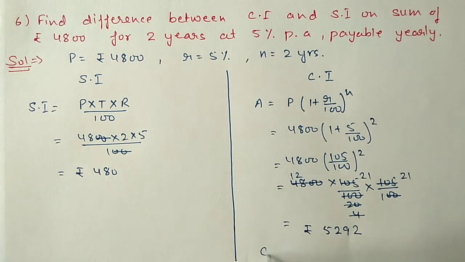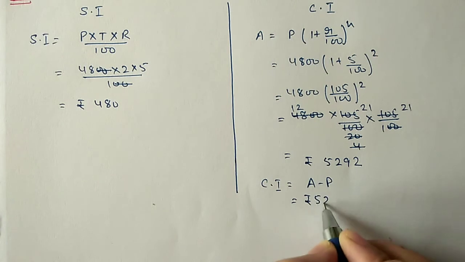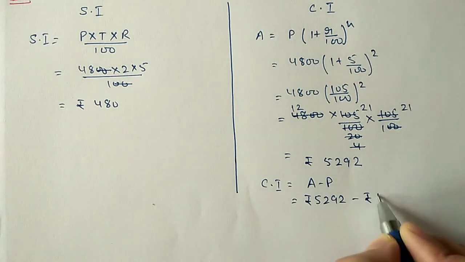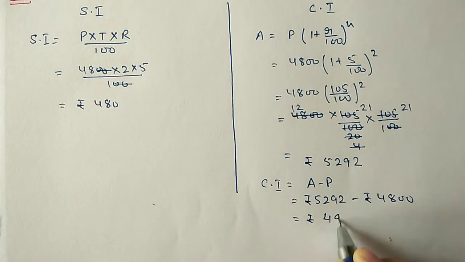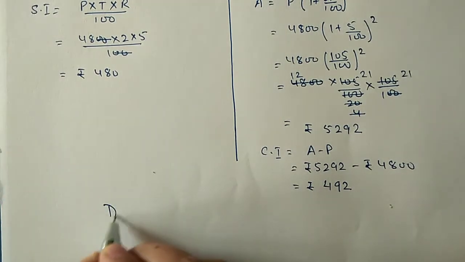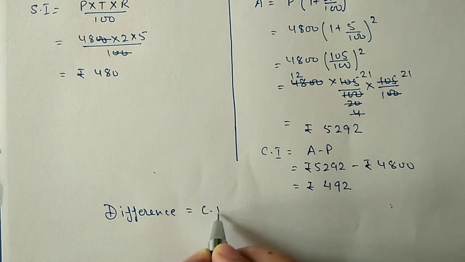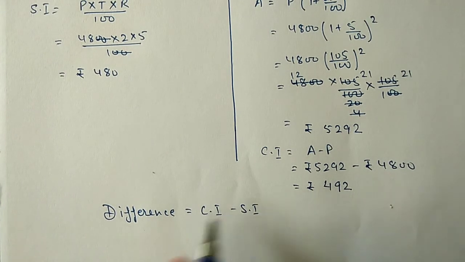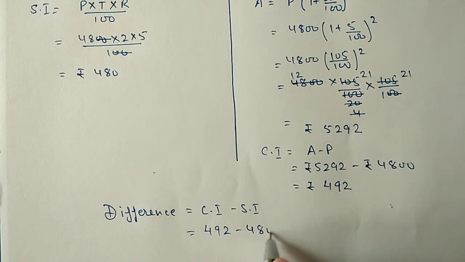5,292 rupees. So compound interest will be A minus P, 5,292 rupees minus 4,800 rupees. After subtraction you will get 492 rupees. Now we have to find out difference between compound interest and simple interest. So difference is here, compound interest minus simple interest. Always compound interest will be more. 492 minus 480 is equal to 12 rupees.